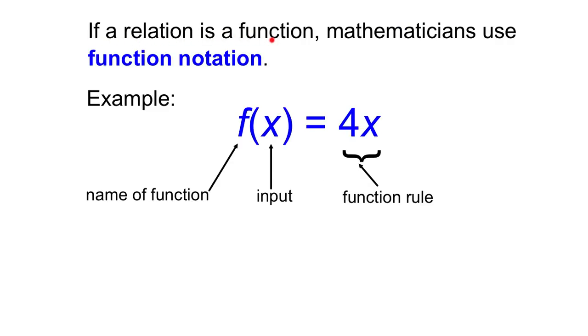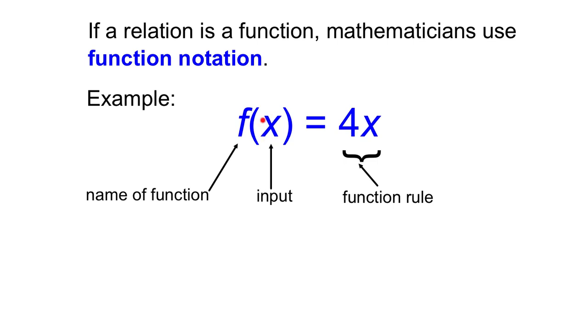Now, if a relation is a function, mathematicians use what we call function notation, and this is what function notation looks like. The way we pronounce this is f of x equals 4x. Now, the f is the name of the function. We're calling this function f, f for function. That's usually what we use in the general form, but you can use any letter you want as the name of the function. If it's a height function, to calculate height, you can use an h. If it's distance, you can use a d, whatever letter you want. Usually I'll use an f, just f for function.